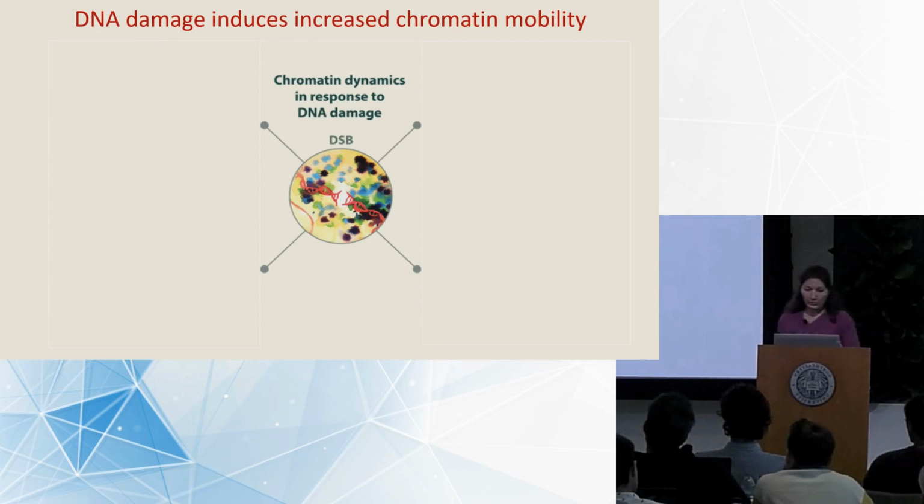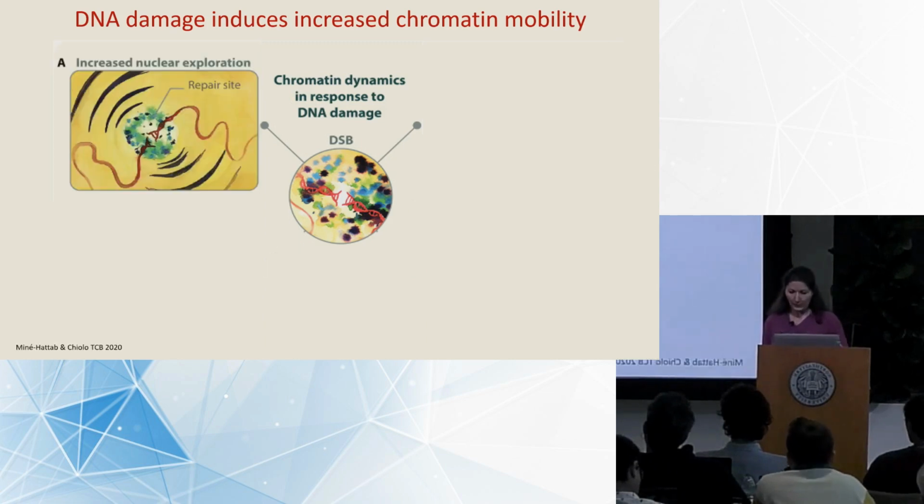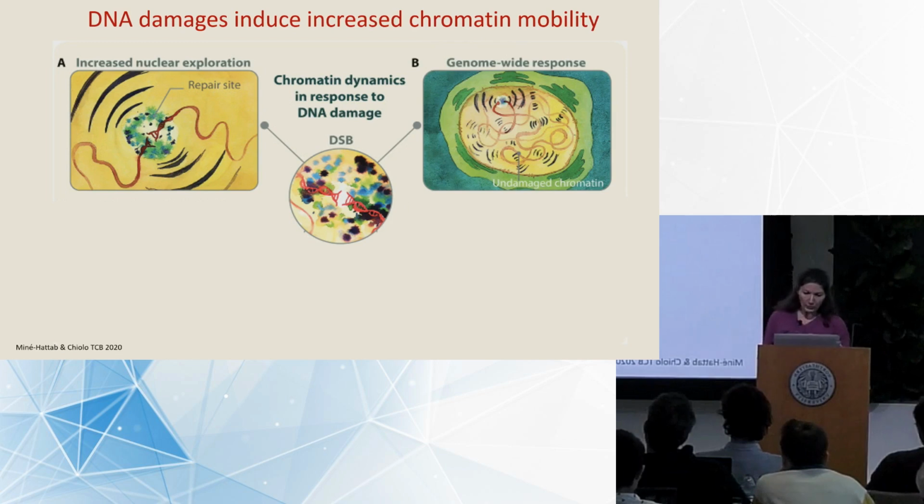So about 15 years ago, several labs have shown that DNA damage induces increased chromatin mobility. And to summarize the different results, first, we and other groups showed that in yeast, when there is just a single double-strand break, the damaged locus becomes much more mobile, as illustrated here, and it can even explore a nuclear volume about 10 times larger. But that's not all. In diploid yeast, surprisingly, we also found that even undamaged loci are affected. They become more dynamic, creating what we call the genome-wide increased mobility.